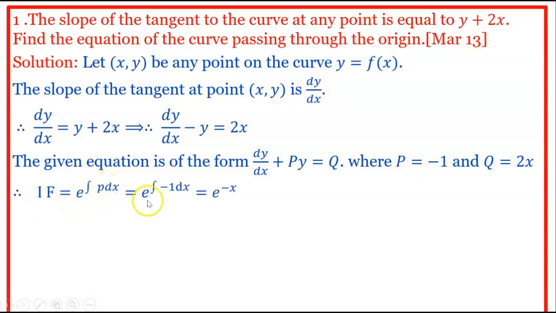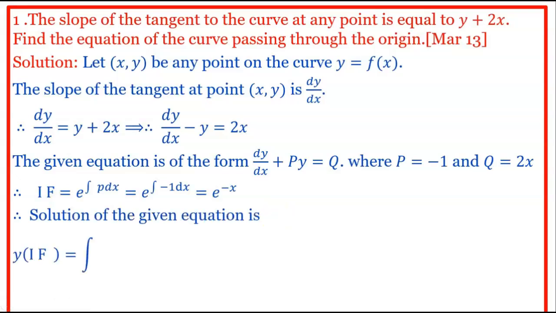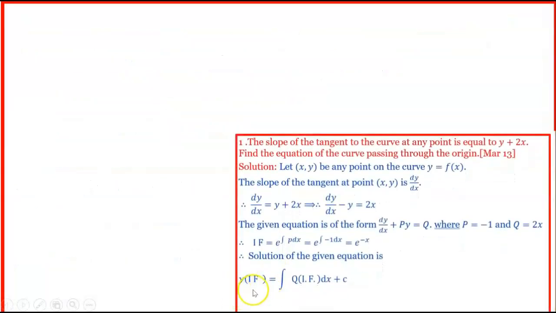That is e raised to integral. What is the value of p? P is minus 1. So e raised to integral minus 1 dx, and therefore the integral of minus 1 dx is minus x. Therefore, IF is e raised to minus x. The solution of the given equation is y into IF is equal to integral q into IF dx plus c.